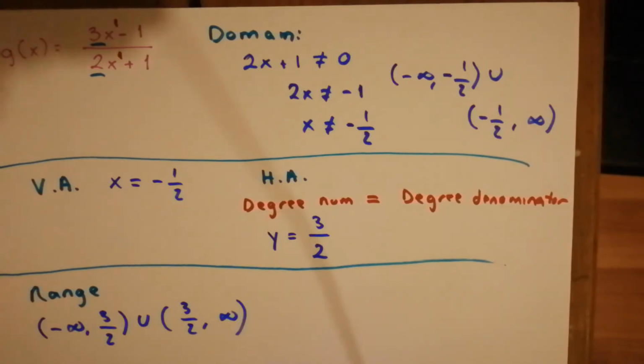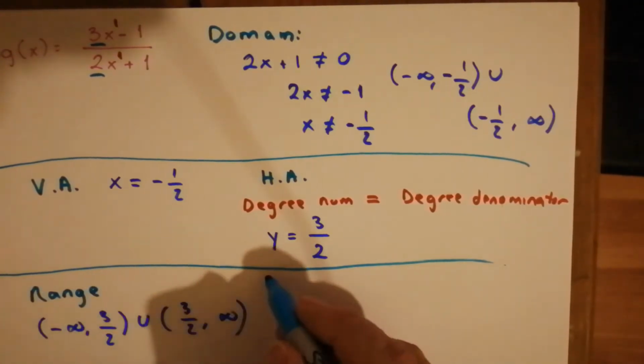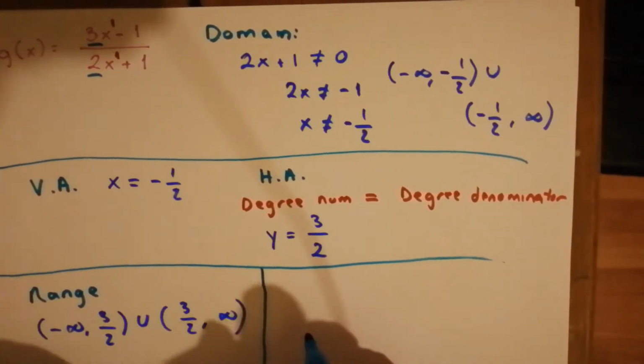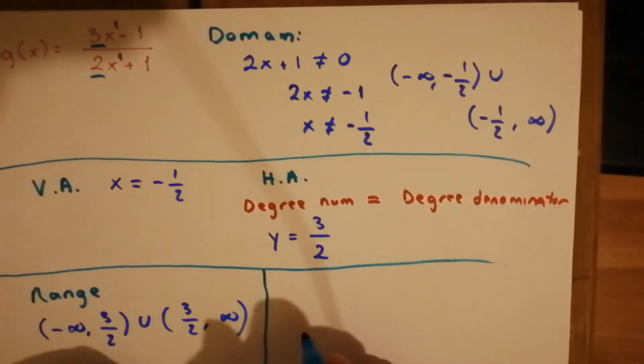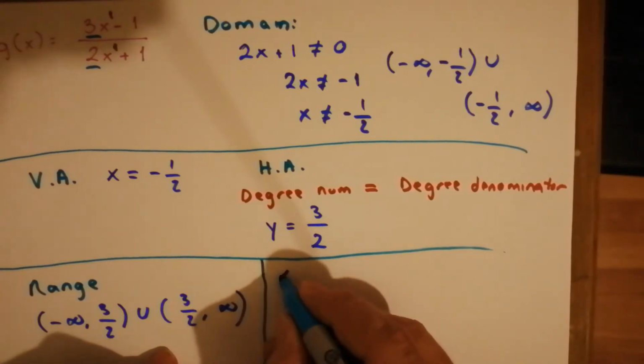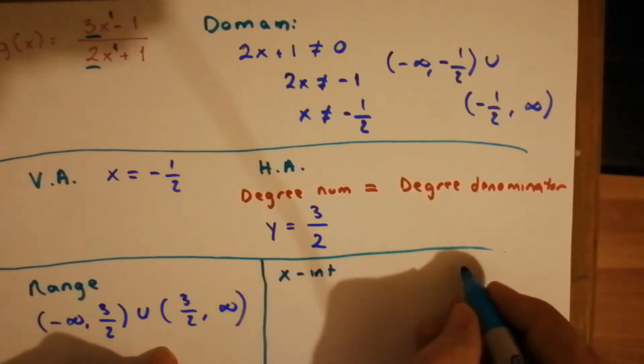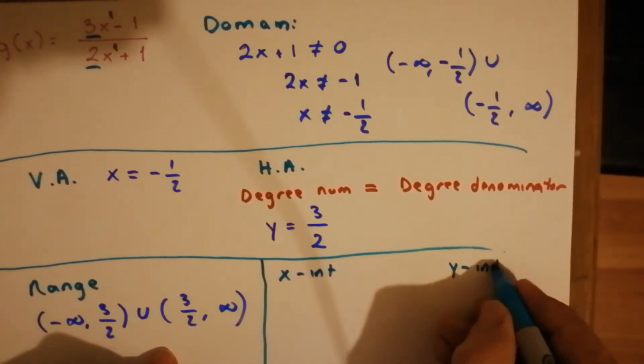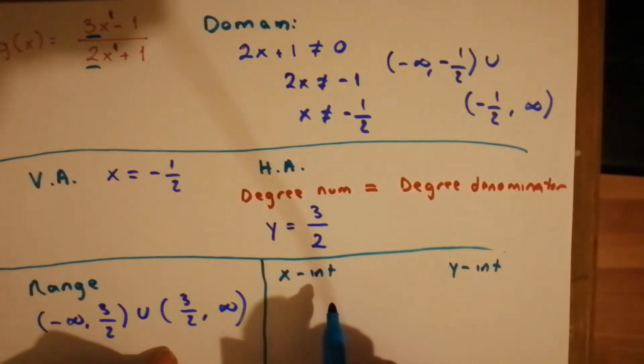Okay, and like I told you, we're going to find also the x-intercept and the y-intercept, because it's going to be useful later to graph. Now, question: how can I find the x-intercept?